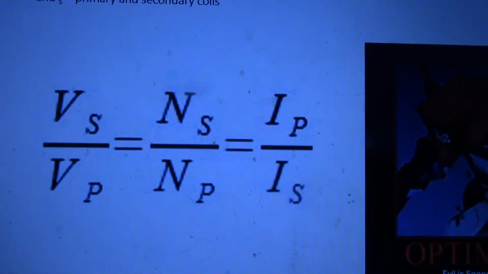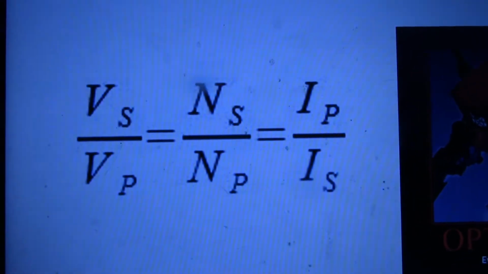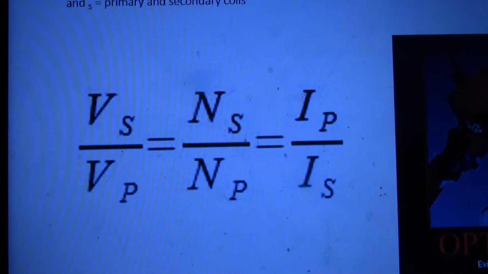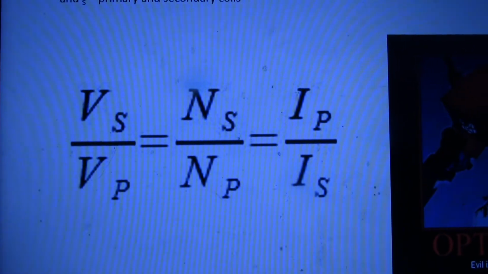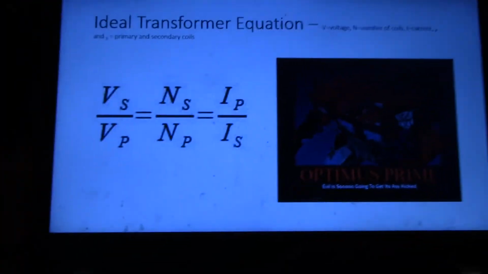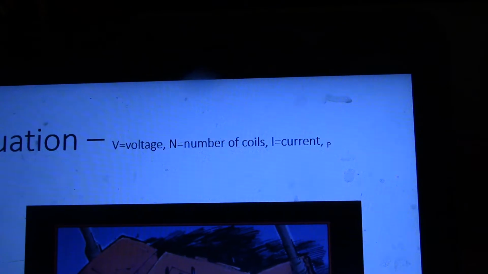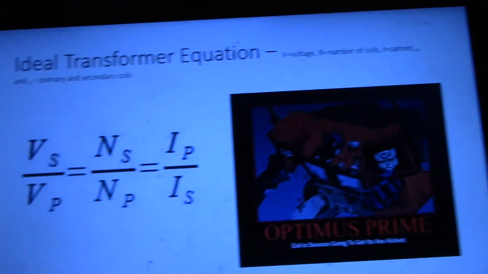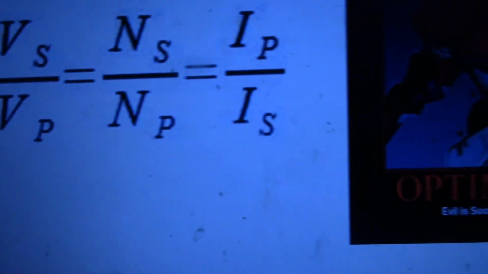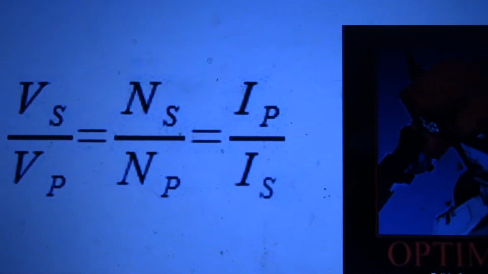We can use these equations interchangeably in order to solve for voltages, numbers of coils, and primary and secondary currents. That's what this shows here. So the transformer equation: V equals voltage, N equals number of coils, I equals current. The underscore P is primary, and the underscore S is secondary.